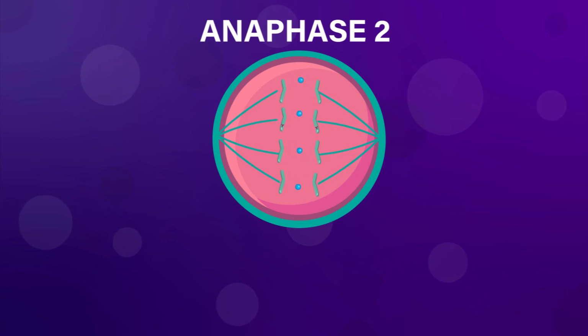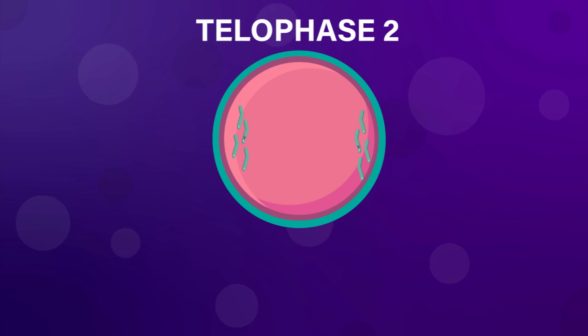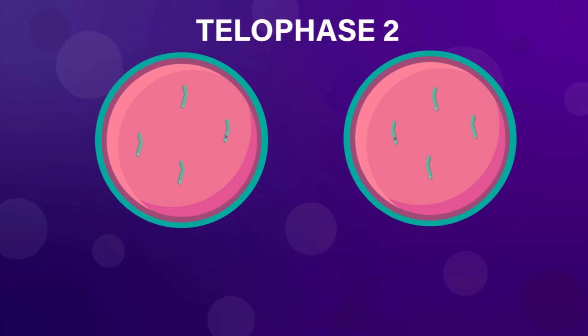In anaphase 2, the centromere splits and sister chromatids are pulled away by the spindle fibers and move towards opposite poles of each cell. After the sister chromatids separate, you're left with 2 groups of individual sister chromatids. The final step of meiosis is telophase 2, when nuclear membranes begin to form around each group of chromosomes. Then, cytokinesis occurs, dividing the cell once again. The final result is 4 daughter cells called gametes.